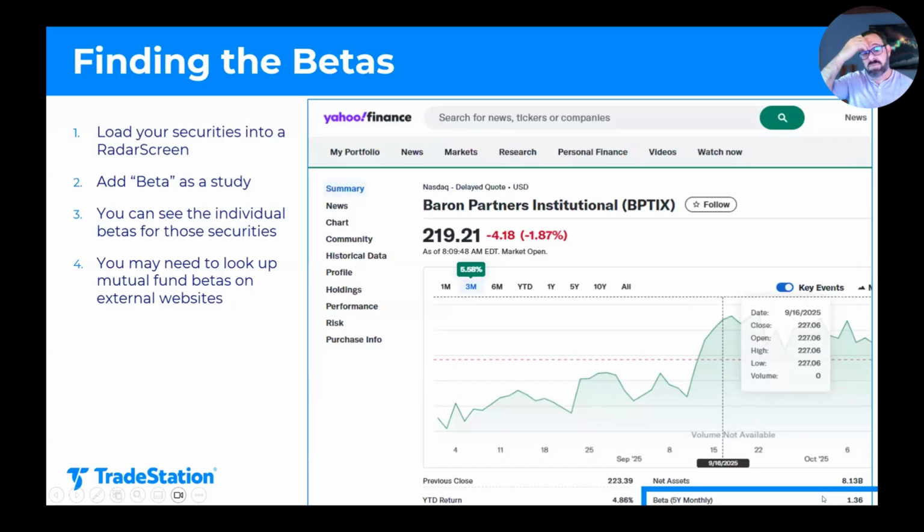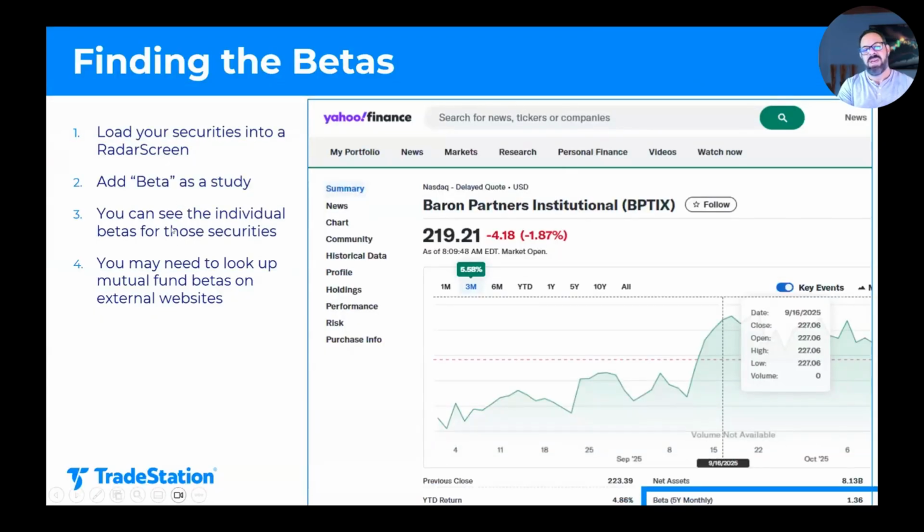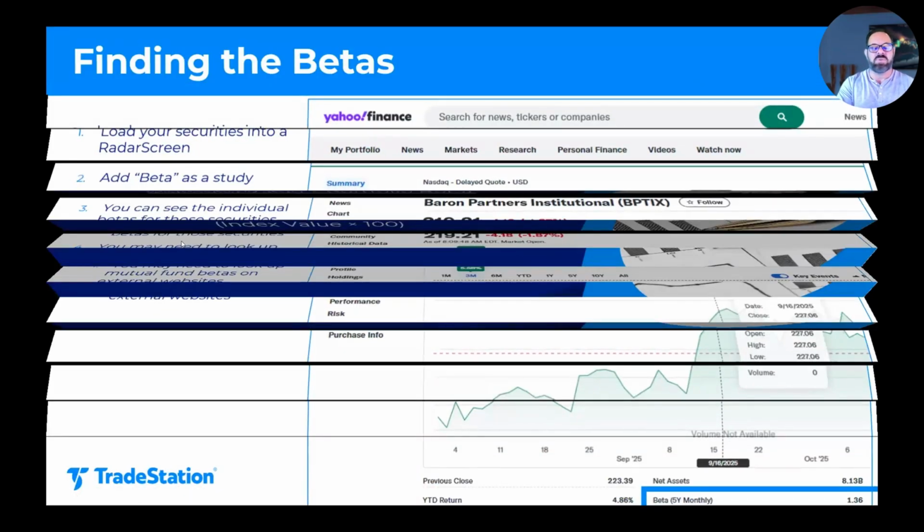It's usually an average over several years, and it's usually a monthly average. So you can go ahead and, again, look them up, whatever you have to do. This happened to be BPTIX, Barron Partners, and it had a beta that is 36% more volatile than the broad market. Let's see. So again, yeah, either you can put it in the radar screen or individual websites.